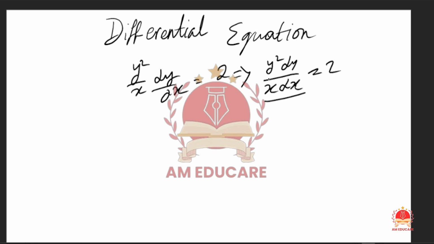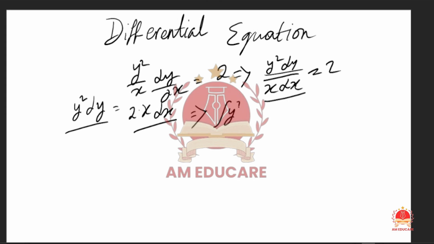Well, we have a clear numerator and denominator here. Let's cross multiply and see what happens, shall we? Cross multiplying, we get y squared dy equals 2x dx. Now, let's integrate them, as we have an equation in x only, and a corresponding equation in y only. Integrating, we get the integral of y squared dy equals 2 times the integral of x dx.